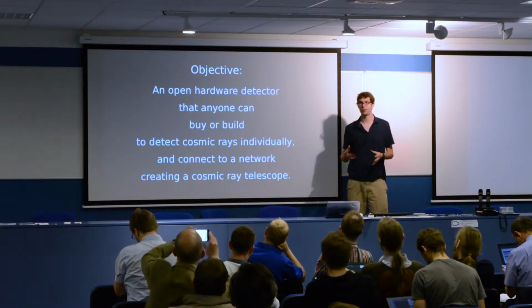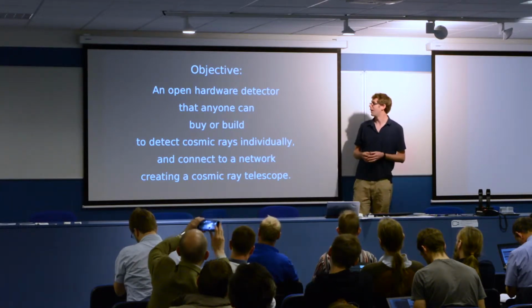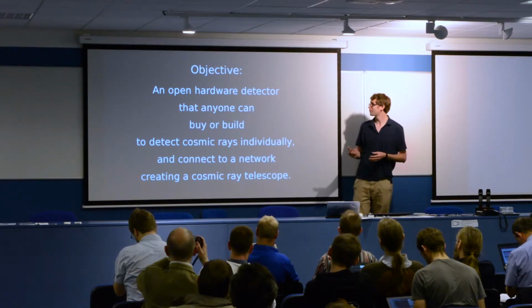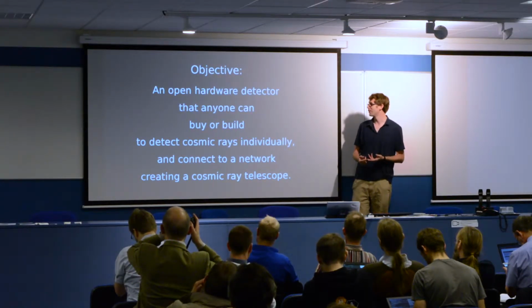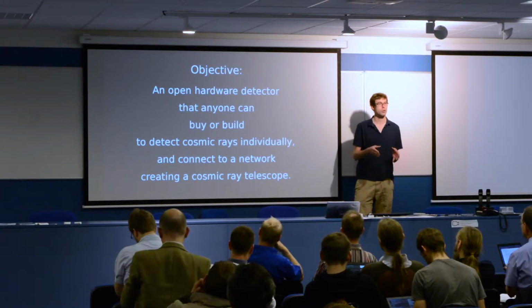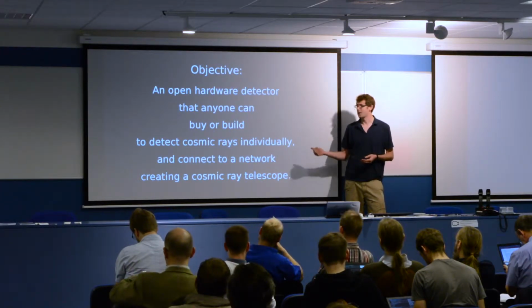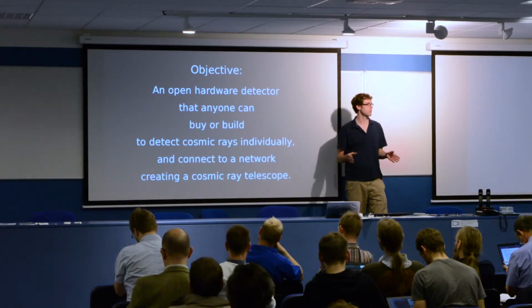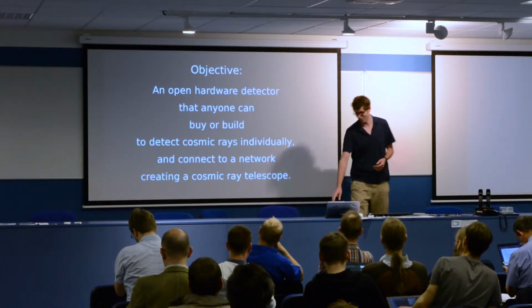The objective of the CosmicPi project is to build a fully open hardware cosmic ray detector that anyone with a reasonable degree of skill can either buy or build, that can detect individual cosmic rays one at a time as they pass through the Earth, and that can be connected to a network to form a giant cosmic ray telescope, possibly the biggest cosmic ray telescope in the world.